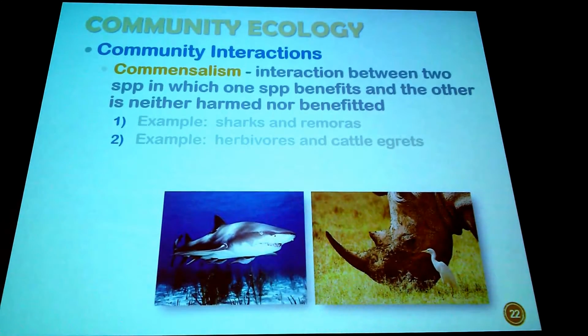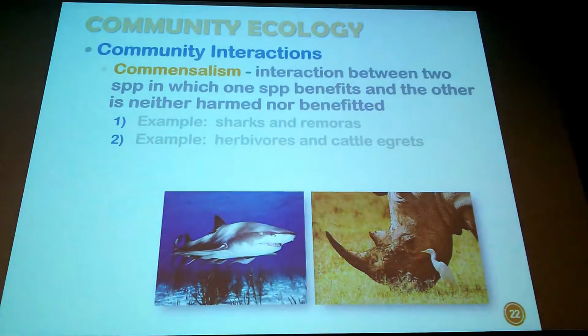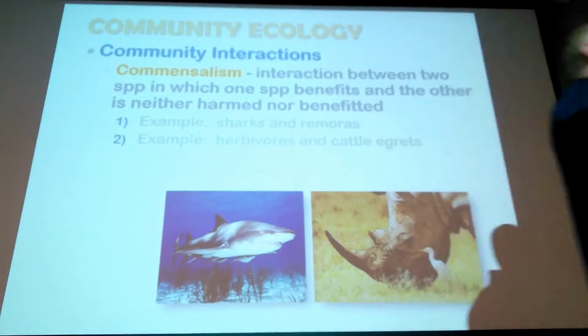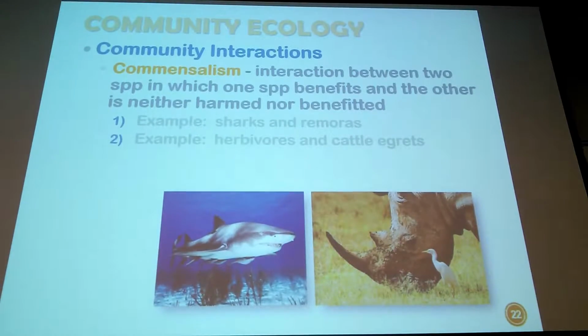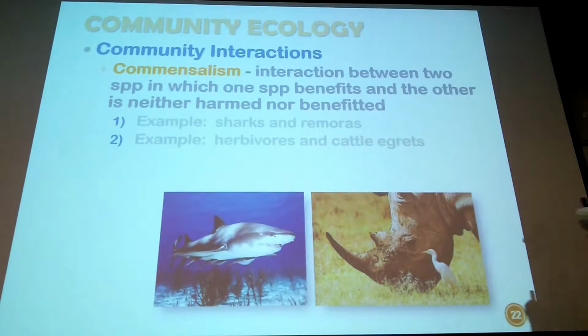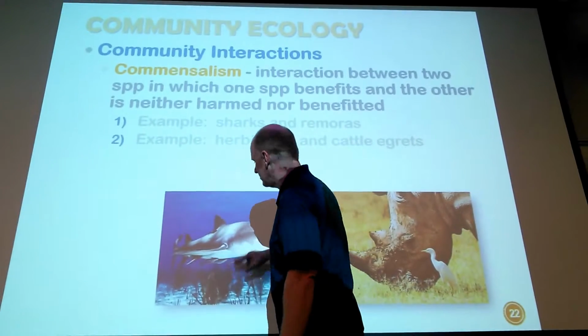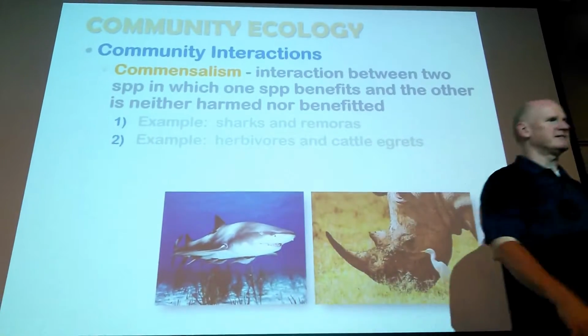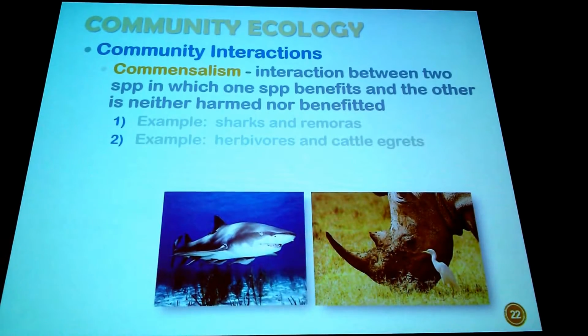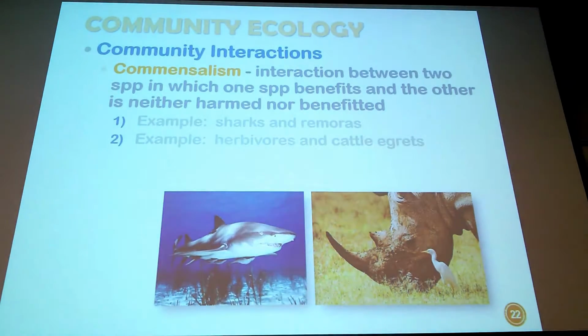Okay, commensalism. An interaction between two species in which one species benefits and the other is neither harmed nor benefited. It doesn't matter if they're there or not. It's more of an indirect relationship. For instance, sharks and remoras. We used to have them at the Cincinnati Zoo. It was funny. People would walk in and see them swimming around with the sharks and everything.